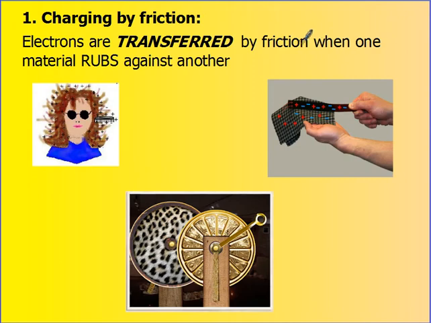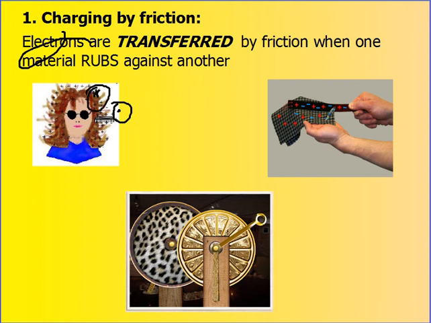Charging by friction is exactly that. It's when electrons are transferred by rubbing. Now remember, it's always the electrons that get transferred because the protons are bound in the nucleus. So when you brush your hair with this plastic comb, the electrons go from your hair onto the comb, and you wind up with positive hair, and your comb becomes negative.